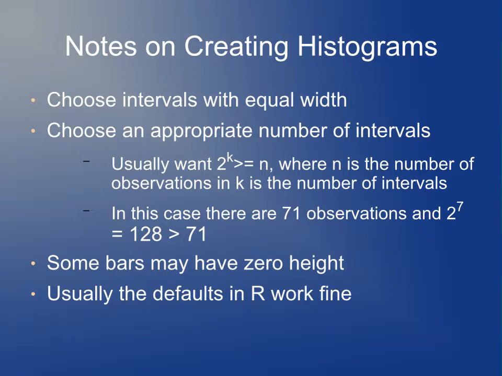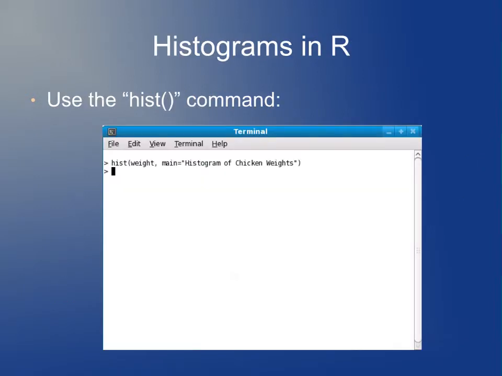In general you could just use the defaults in R and it'll work okay, and some bars may have a height of 0 if there's no data within a particular range. To create a histogram in R, the command that you use is called hist, and once again you can pass it the main parameter to create a header.